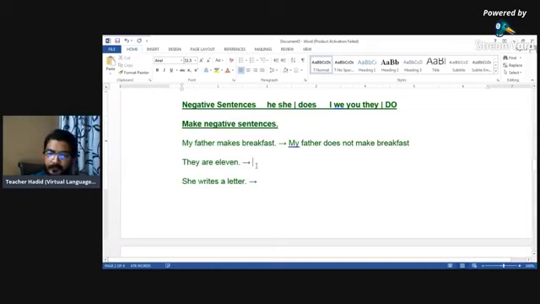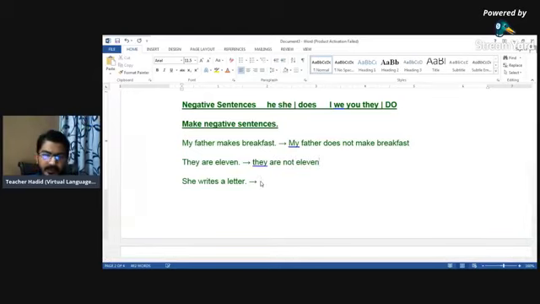Second one, they are 11. Here are is a to be verb. They are 11, negative: they are not 11. Simple. I cannot use are and does. I cannot use are and do. So simple negative: they are not 11.